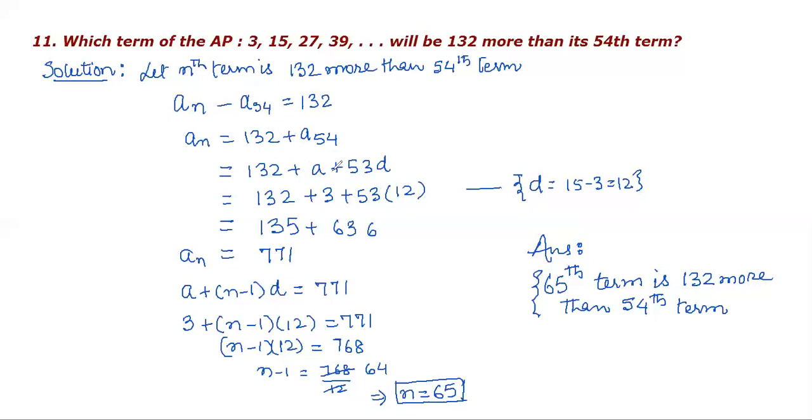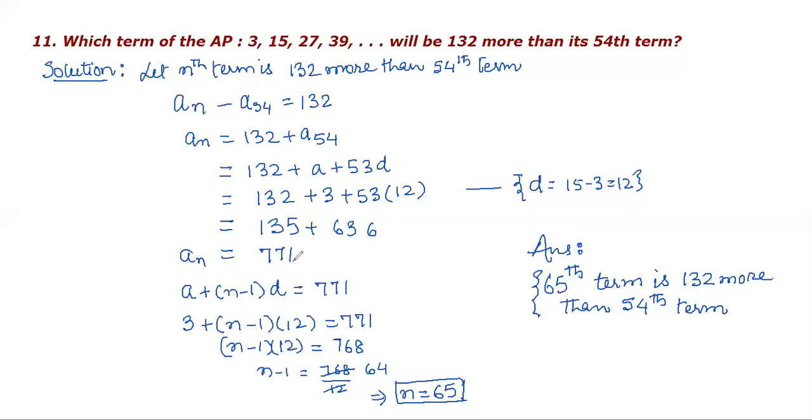Now put the values of a and d. a is 3 here, and d, when you subtract two consecutive terms, 15 minus 3, you get 12. So d is 12 here. Put this value here and simplify: multiply 53 by 12, and add this 3 to 132. 132 plus 3 is this. 53 multiplied by 12 is 636.